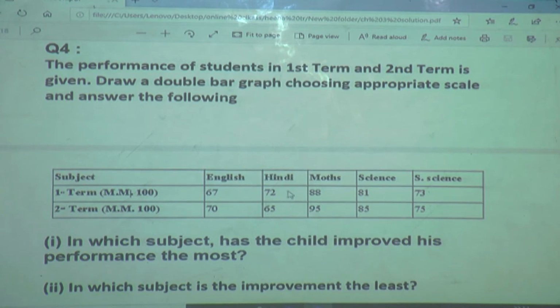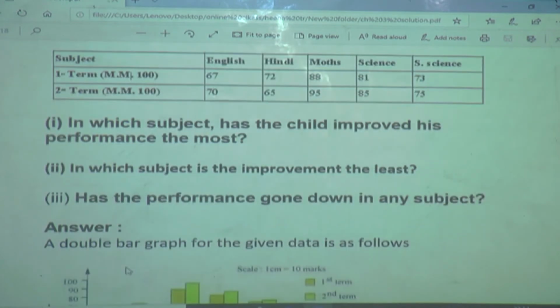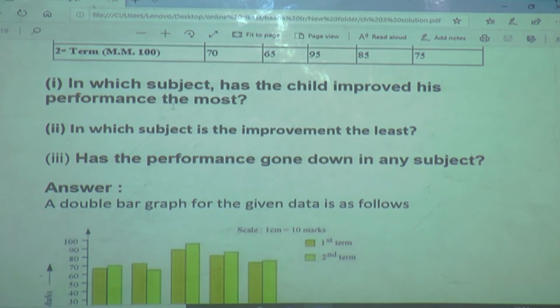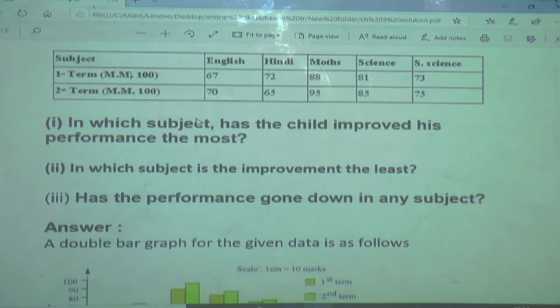So how to draw a double bar graph? We will see one by one. Questions are given to us. In which subject has the child improved his performance the most? By comparing these subjects, improvement means, compared to the first term, the highest marks got in the second term. We have to see which subject: 88 and 95, 81 and 85, 73 and 75. In which subject is it highest? We have to see it is the math subject, 88 in the first term and 95 secured in the second term.